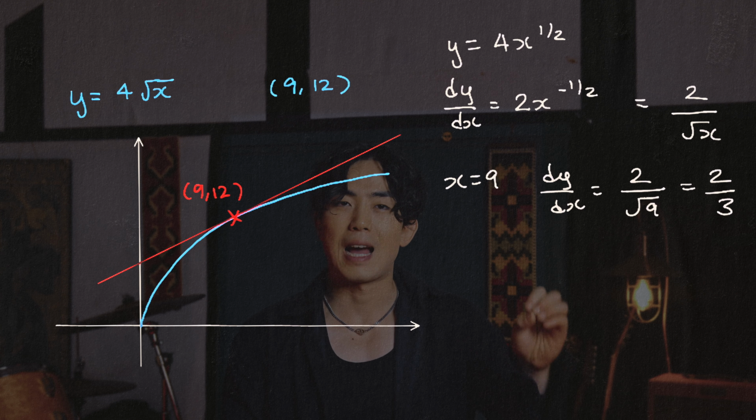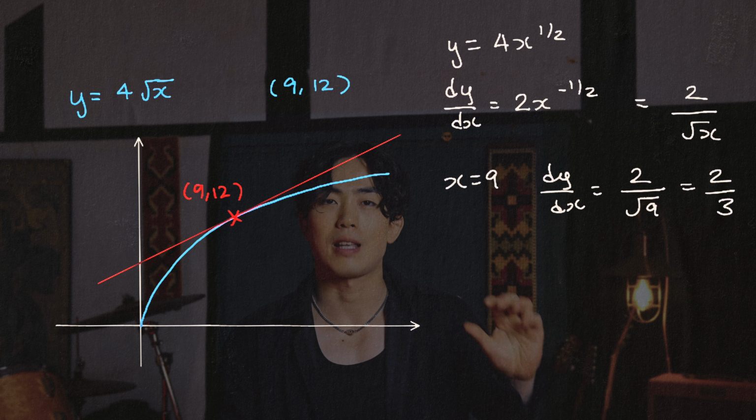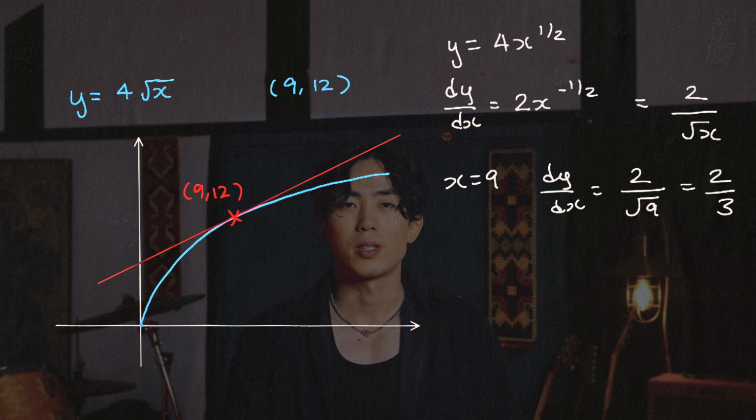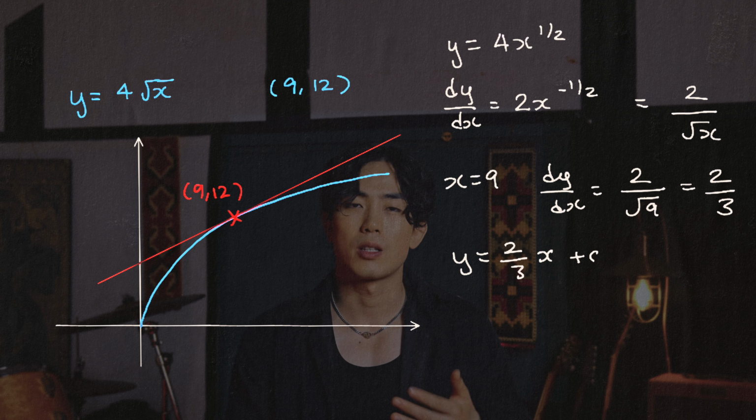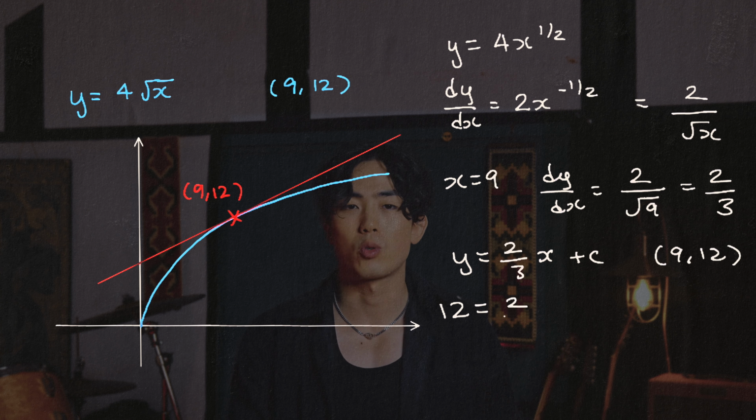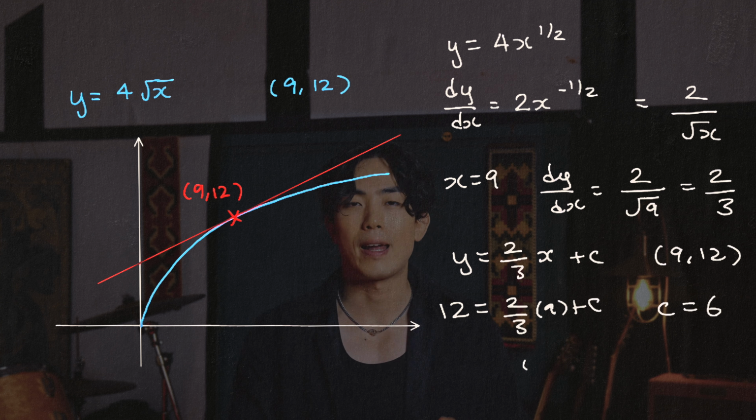So that's going to be the gradient at that specific point and also the gradient of the tangent at that point. So we can say it's going to be y is 2x plus c. The c I can easily find by plugging in 9, 12, and it comes out as 6. So the line equation of the tangent is y is 2x plus 6.